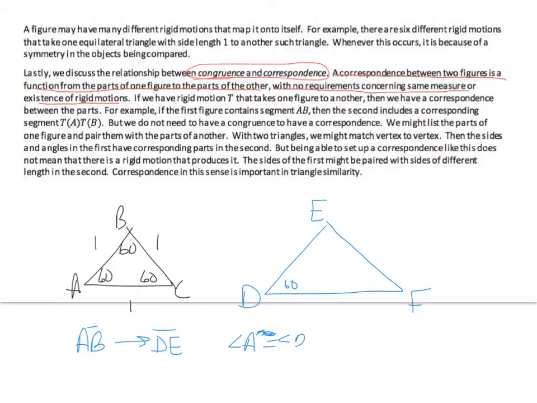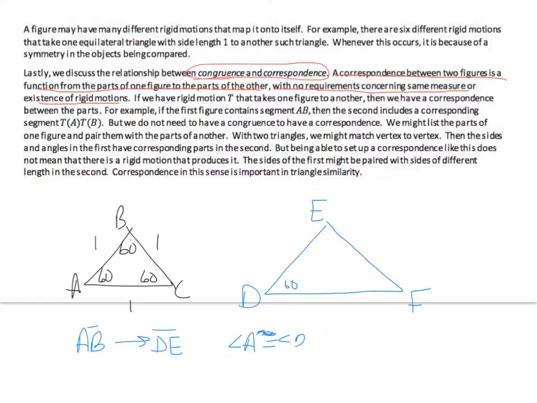If we have rigid motion T that takes one figure to another, then we have a correspondence between parts. For example, if the first figure contains segment AB, then the second includes corresponding segment transformation A, transformation B. This is function notation. We're going to need that in the future. But we do not need to have a congruence to have a correspondence. Okay, we can talk about things comparing to each other without them being congruent.